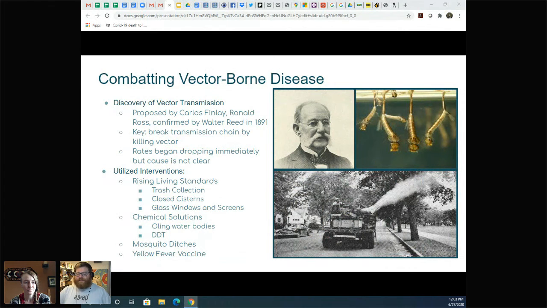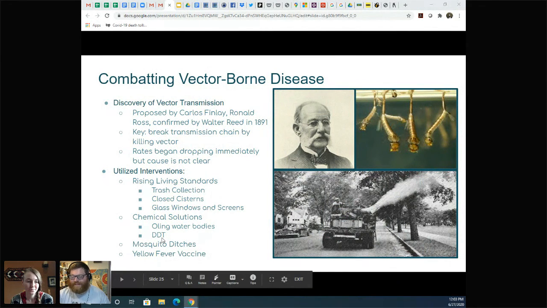Chemically, they would do things like oil the water bodies. This picture on the top right, for some species of mosquitoes, they live by having their butts hooked to the surface of the water, and they breathe that way. So if you dump an oil slick on top of the water, then they can't breathe. Then there's, of course, DDT, which is a fantastically effective insecticide and also highly toxic. And you can see a truck fogging out DDT back in the 50s.